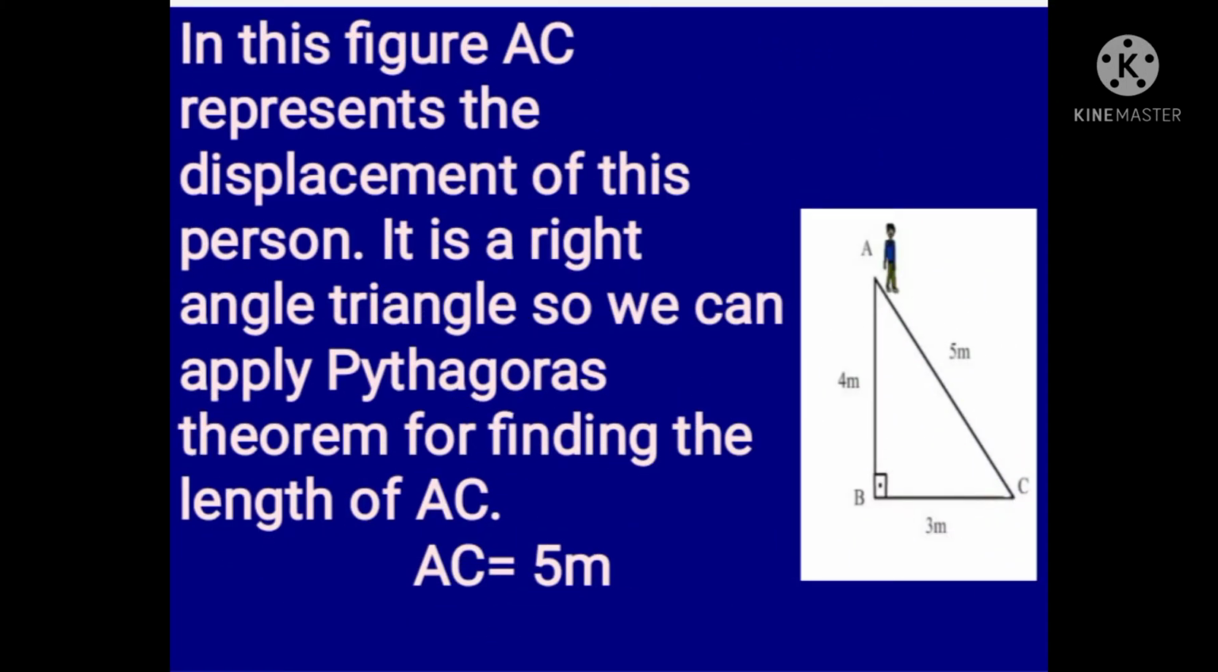Do you know how the value of AC is equal to 5 meter? Observe the path of this figure. It forms a right angled triangle. So we can apply Pythagoras theorem here. What is Pythagoras theorem? AC equal to root of AB square plus BC square, which is equal to root of 3 square plus 4 square, equal to root of 9 plus 16, that is equal to root 25. So what is the value of root 25? Which is equal to 5 meter.